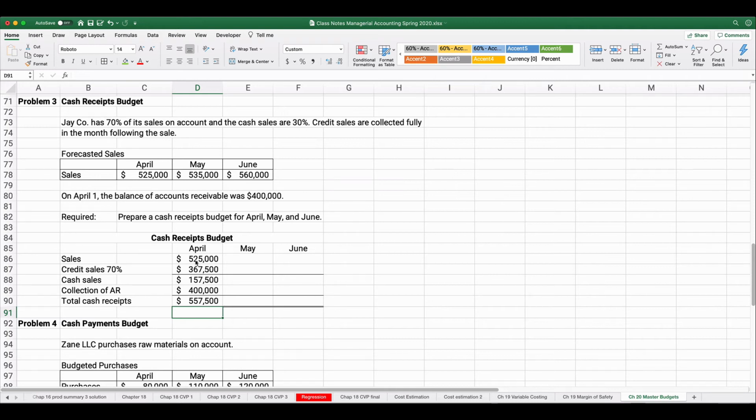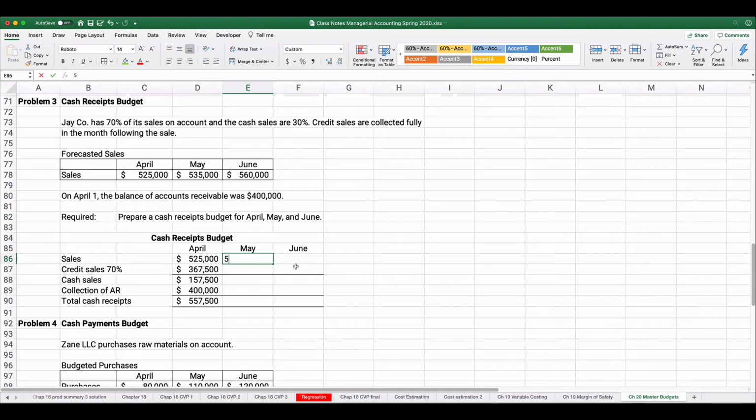When we make a sale, 70% of those sales we think we're going to collect next month. So with 100,000 of sales, 70,000 will be collected next month, 30,000 this month. But you have the previous month's 70% sales that you collect this month. All right, so let's look at May.